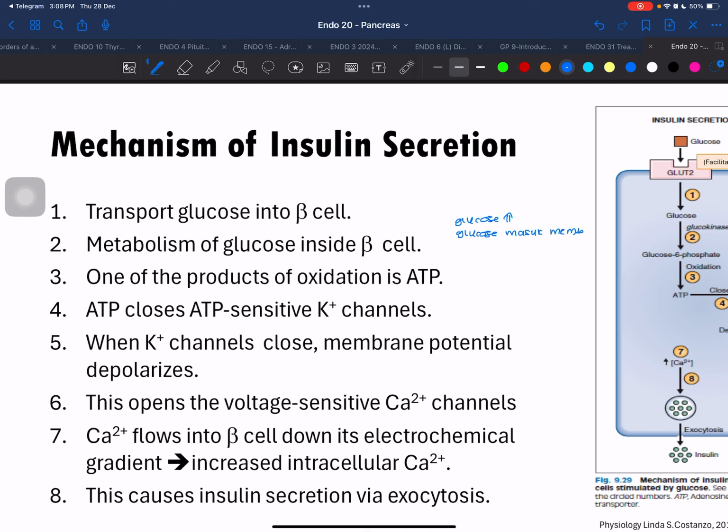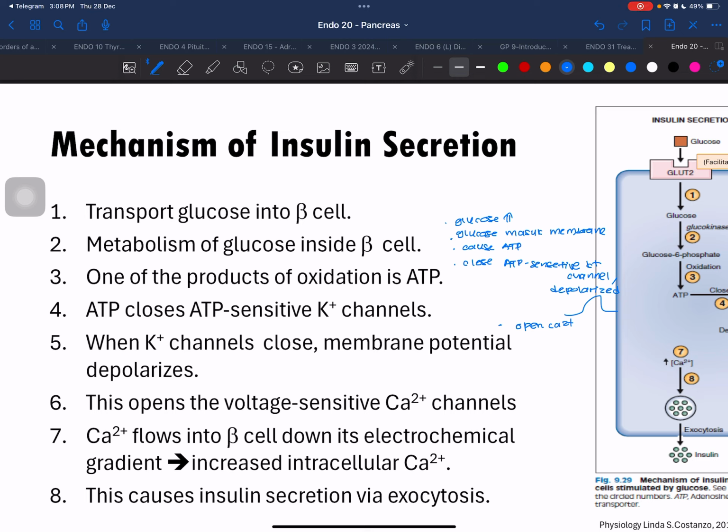And then once the glucose has entered the cell, it undergoes metabolism. So first the glucose goes through the glucokinase enzyme and becomes glucose 6-phosphate. From glucose 6-phosphate, it undergoes oxidation, in which it produces ATP. This ATP is the one that is going to make the potassium channel close. This potassium channel is sensitive to ATP. When there is ATP, it will close this potassium channel, the potassium channel at the edge of the cell.